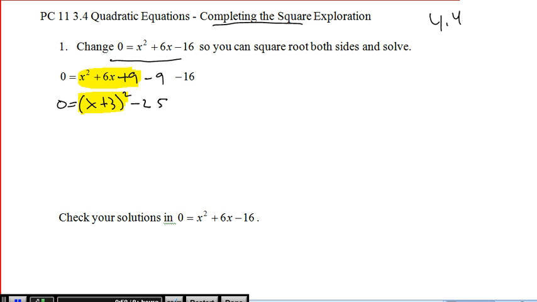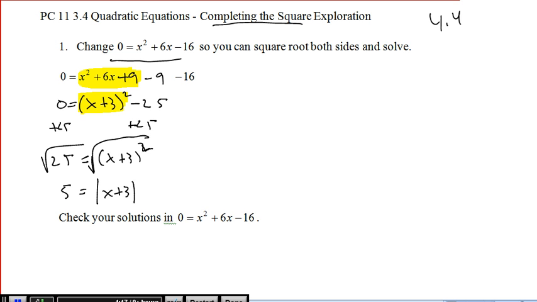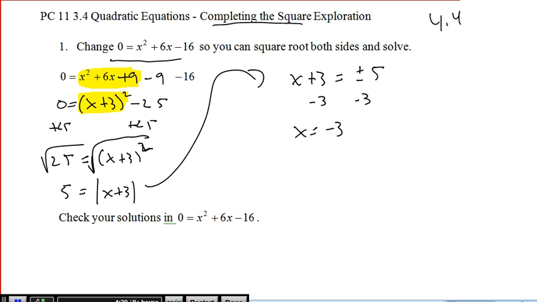And now it looks like a question from last lesson. So I'm just going to add 25 to both sides. Get 25 equals (x + 3)². Square root both sides. And I get 5 equals the absolute value of x + 3. Which tells me that x + 3 is going to equal positive or negative 5. Subtract 3 from both sides. x equals negative 3 plus or minus 5.